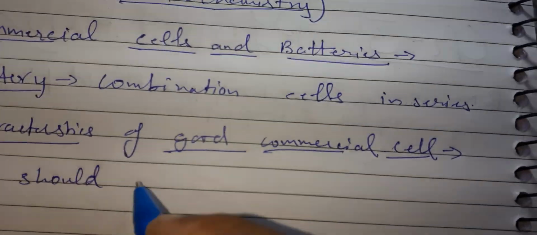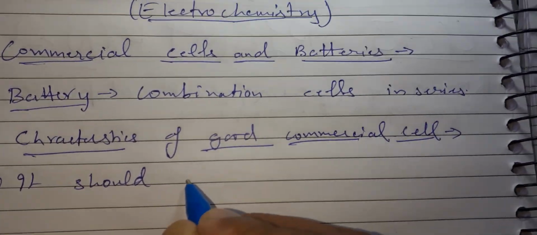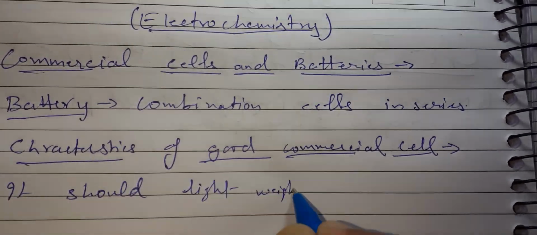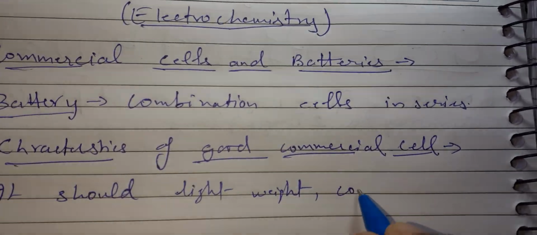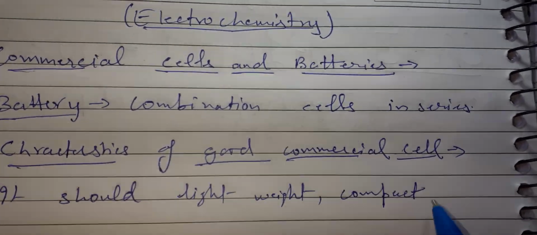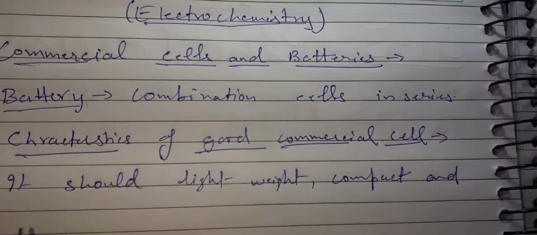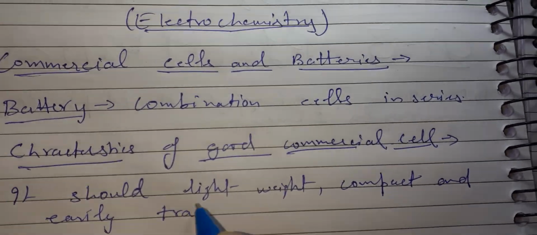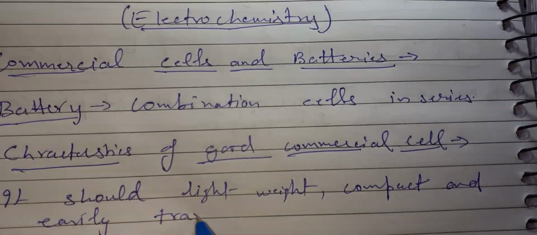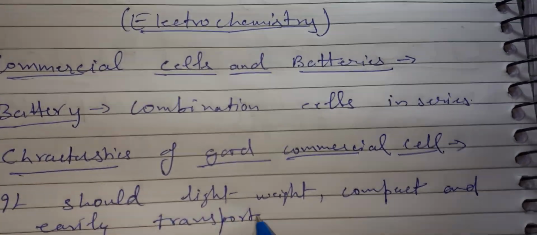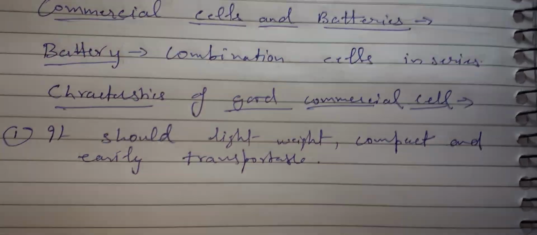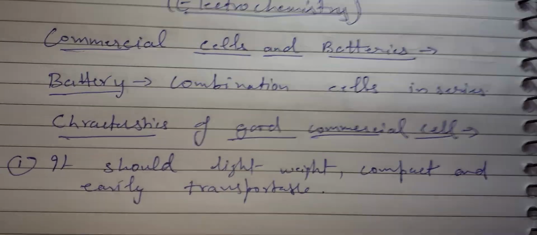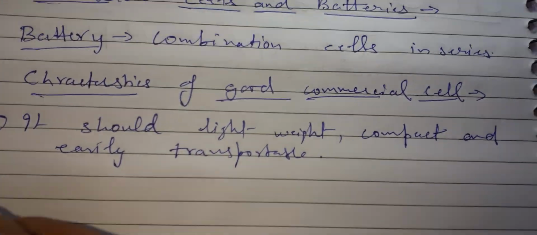A cell or a battery should be light in weight, compact in size, and easily transportable. This is the first characteristic for a good cell and battery. Small size, lightweight, and can be easily taken from one place to another.